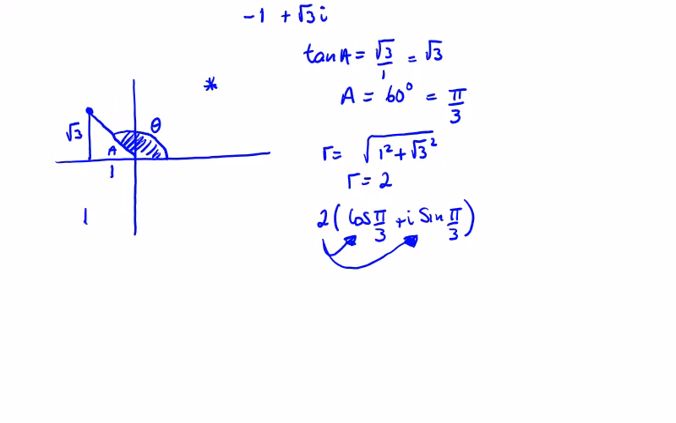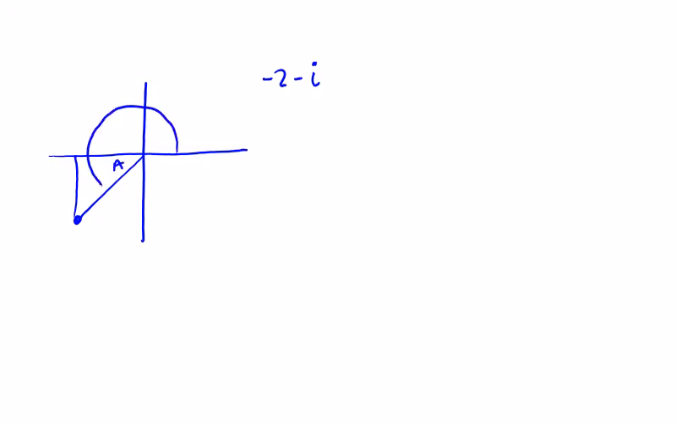So let's look at the tan here now. In this sector here, they're both minus. So let's look at minus 2 minus i. So I've got my angle A inside the triangle, but the angle I'm looking for starts here and ends here. So it's going to be 180 plus A this time. So I'm going back 2 and I'm going down 1.